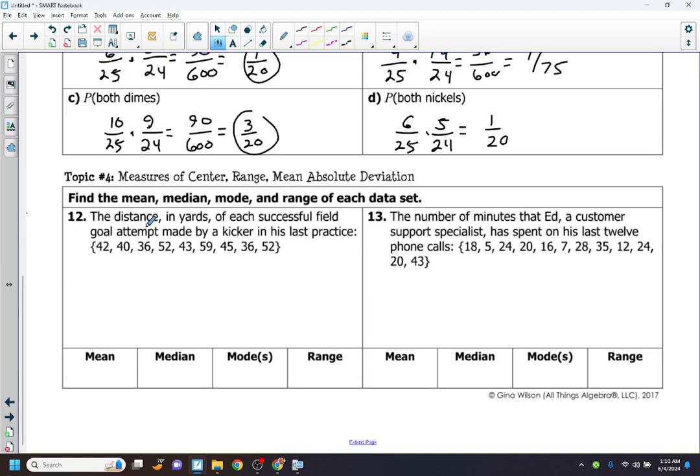Okay, next one. Mean, median, mode. I'm going to do just one of these because after I do one of them, they explain each one. So these are the numbers I have. The first thing I should do is put them in order. I see a 36, another 36, and then a 40. Then a 42, a 43.